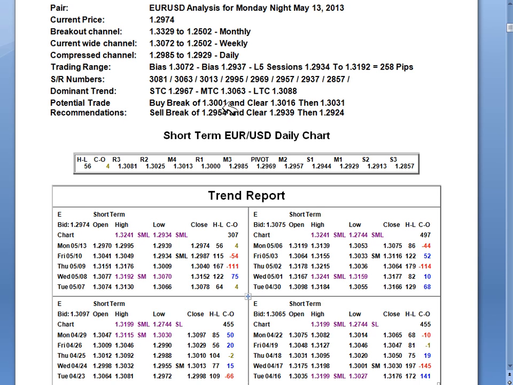and it gives you specific entries to enter with also take profit 1s and take profit 2 using our special gravy train method. So this is the Euro-US dollar, and let's proceed to the pound dollar.